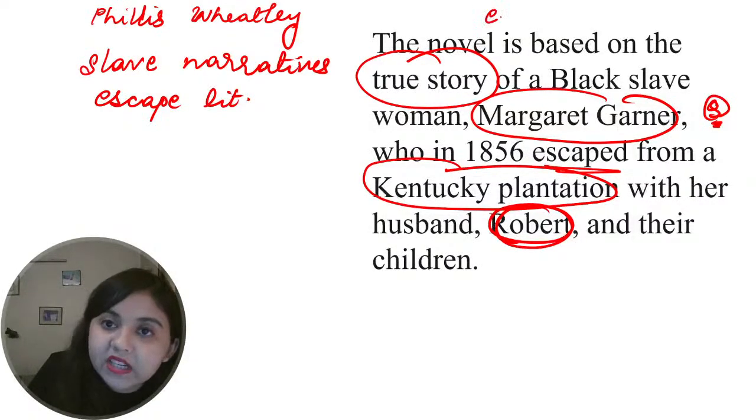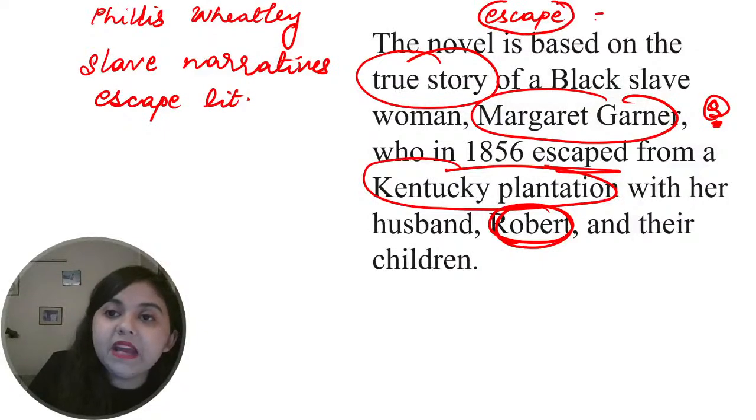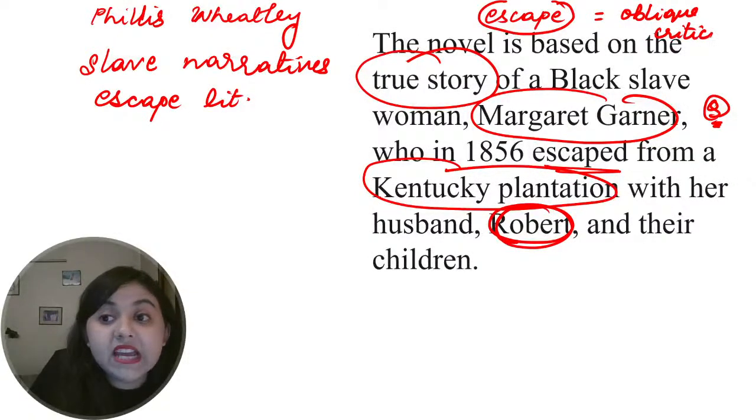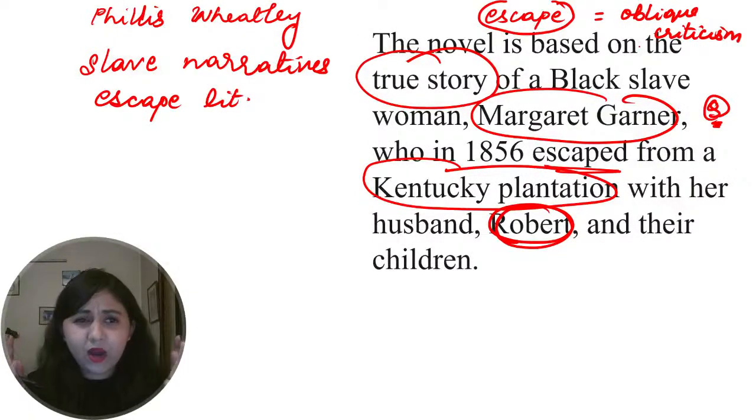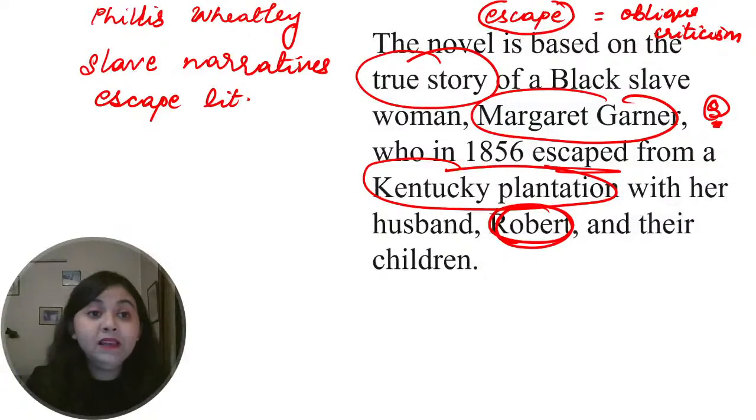So what is Toni Morrison trying to say? She's trying to say that escape narratives are oblique criticisms. Why do we escape? We escape when it is absolutely like a pressure cooker. When a pressure cooker cannot hold it, it'll start bursting, and the particles will start escaping. When the milk is boiling, it'll try to escape the vessel because it can no more tolerate the heat inside.